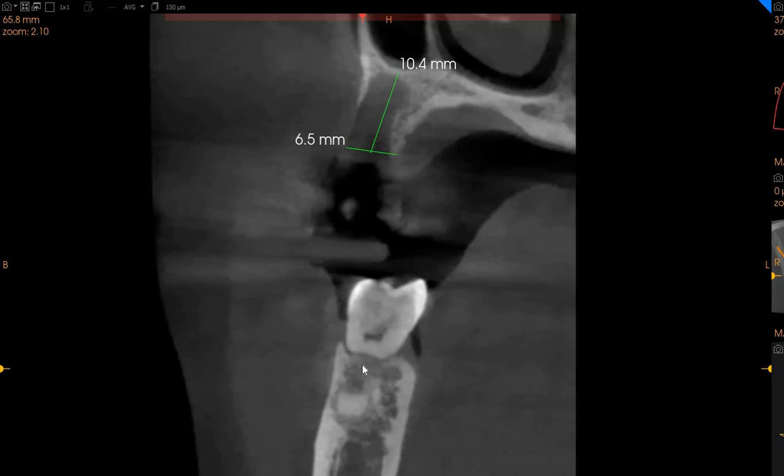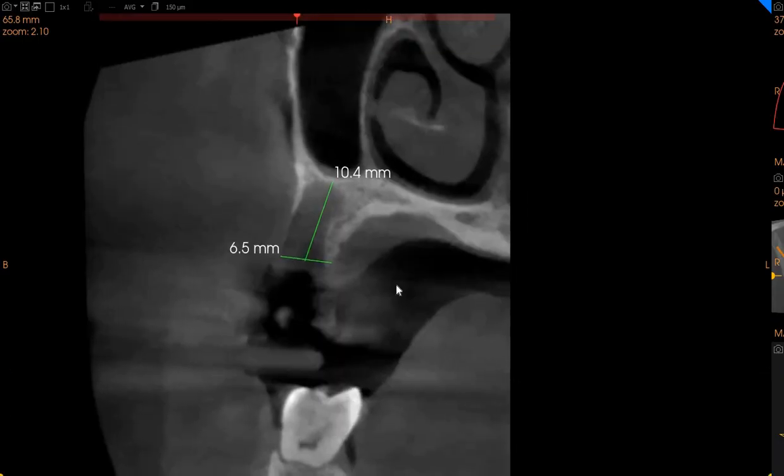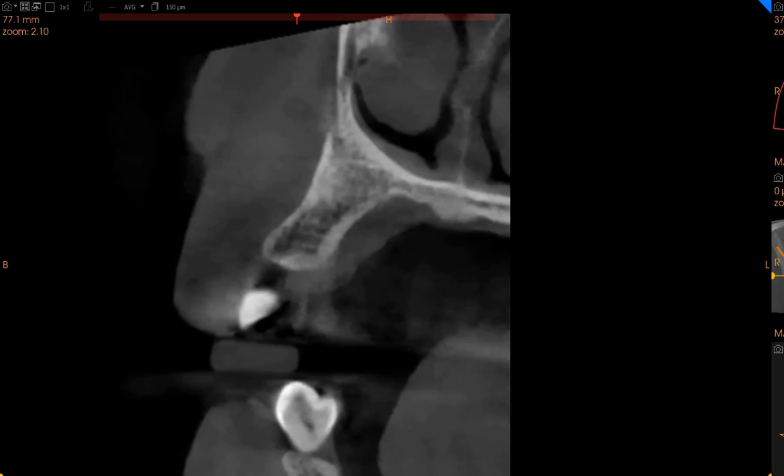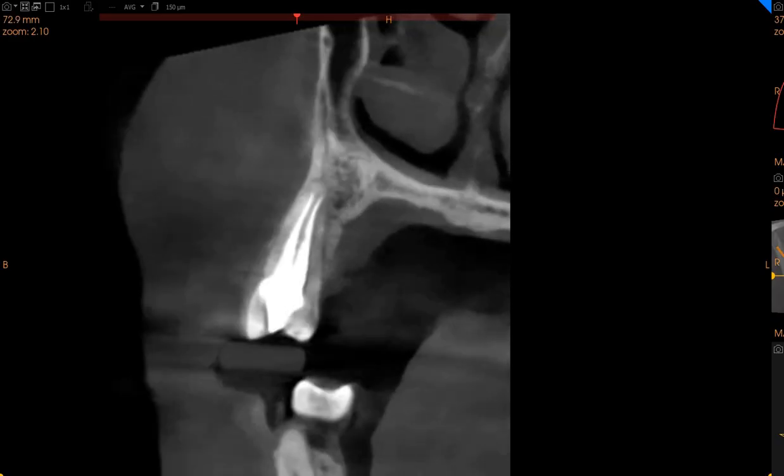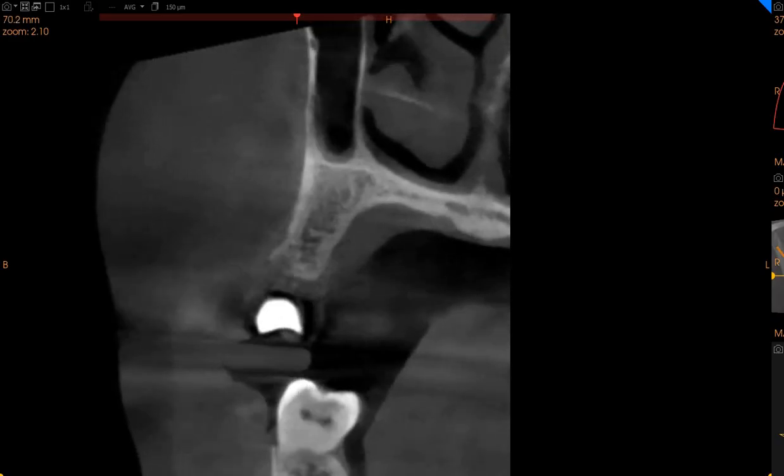Now, if this area is grafted, then implant placement is definitely possible, keeping in mind that the palatal plate is still thicker than the buccal plate. This is the upper right 4. The endodontic treatment has been done. Decent endodontic treatment, no periapical radiolucency.